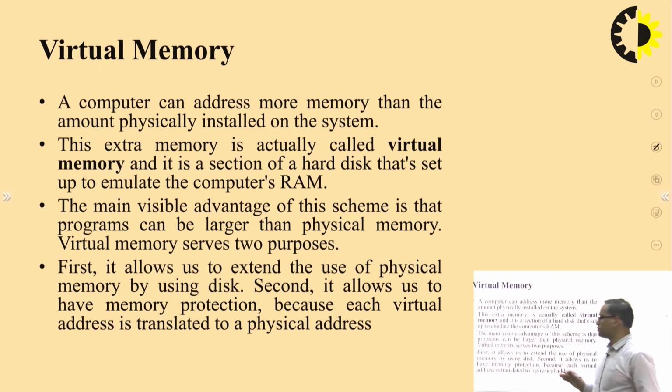The main visible advantage of this scheme is that a program can be larger than the physical memory, and virtual memory serves basically two purposes. First, it allows us to extend the use of physical memory by using the disk. It means we can increase the size of our main memory by using space from the disk, but it is an illusion. That is why this is known as virtual memory. And second, it allows us to have memory protection, because each virtual address is translated to a physical address. So virtual memory also provides memory protection, because every logical address is mapped to a physical address. So this is the basic concept of virtual memory.